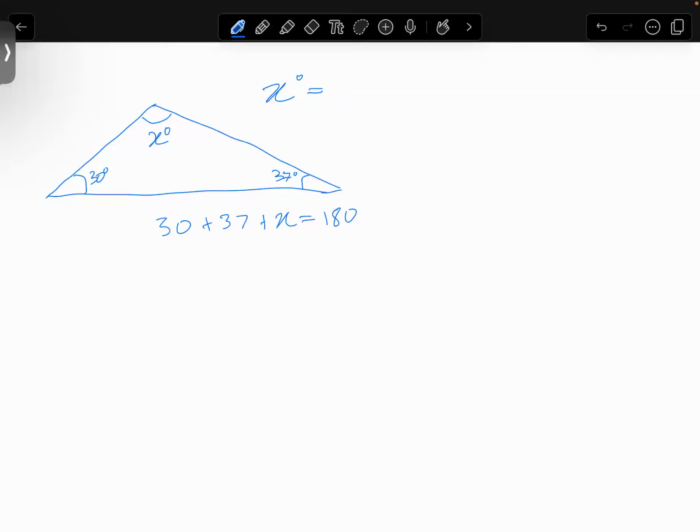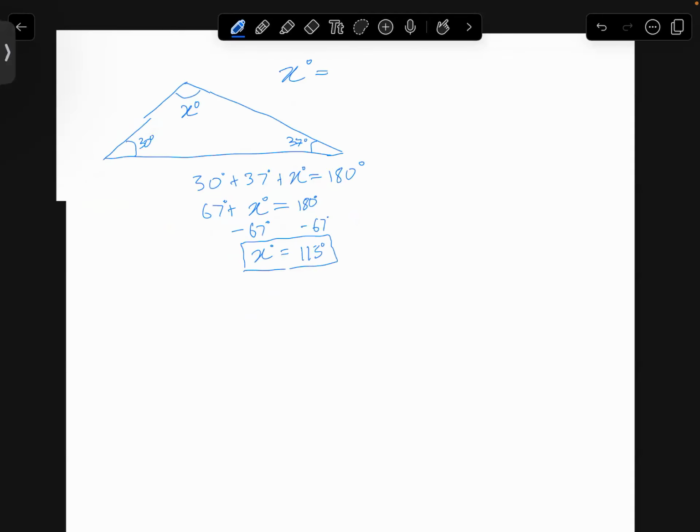Okay, so this is what I heard. Yes. So whoever did this is correct because this would be 67 plus x equals 180. And then if you subtract 67 from both sides, it would be x degrees is equal to 113 degrees. So good job there. Good job.